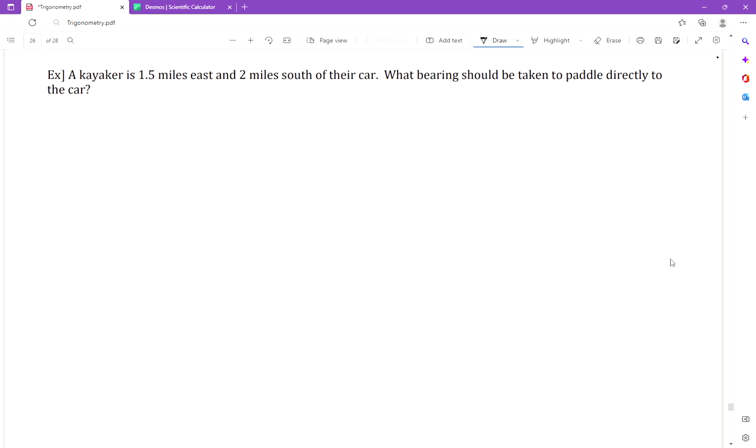Hi everyone, and welcome to our video on using a right triangle to help us find a compass direction. Okay, so it says a kayaker is 1.5 miles east and 2 miles south of their car. What bearing should be taken to paddle directly to the car?